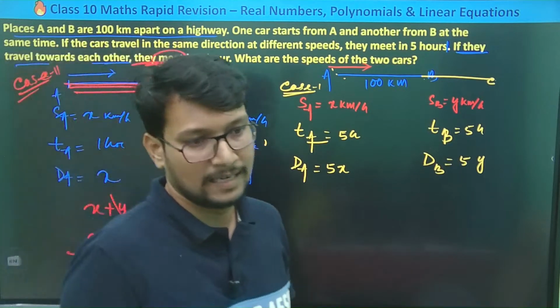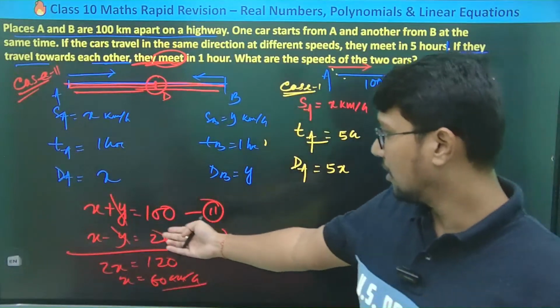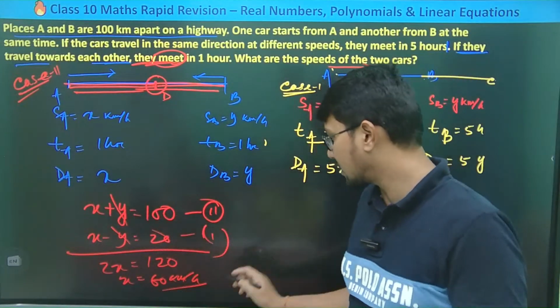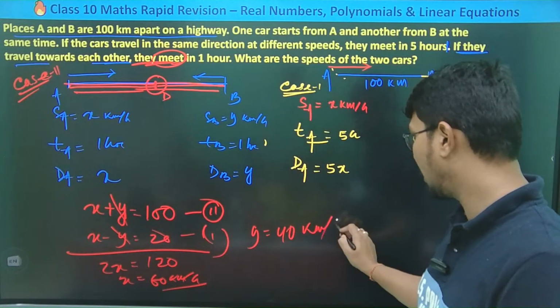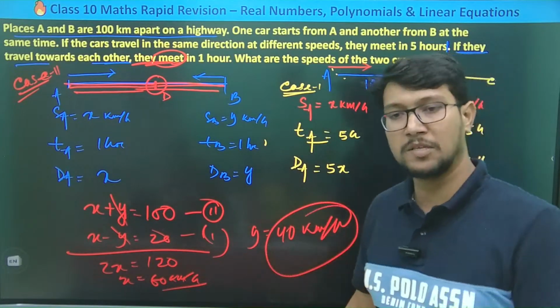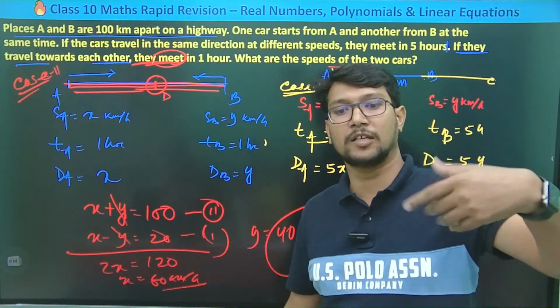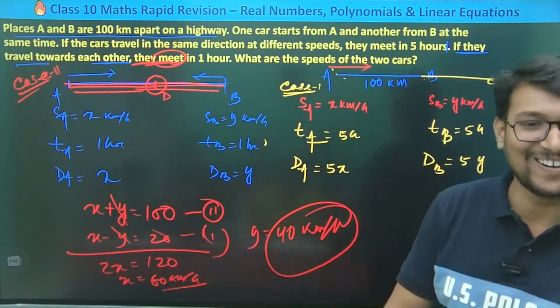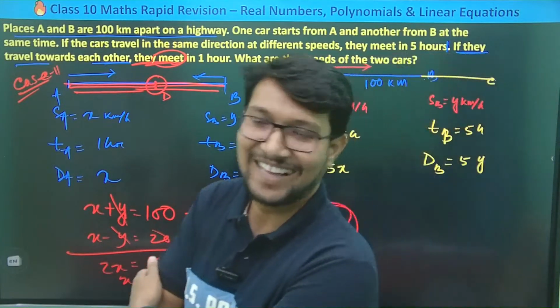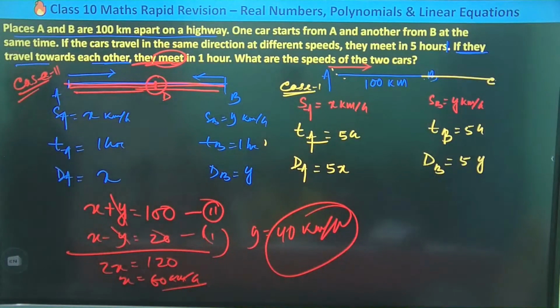ठीक है. Now find the other one. If x plus y is 100, x is 60, y would be how much? 40 km per h. बच्चों, 60 नहीं, इधर 40 किलोमीटर, बुझला? ठीक है, हो गया. ओवर.